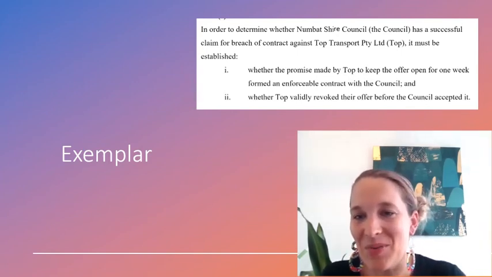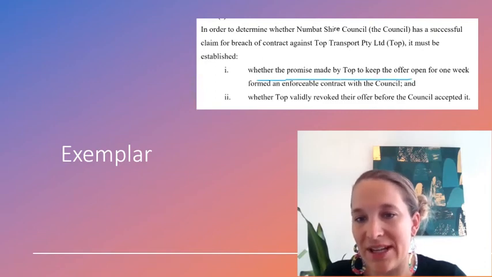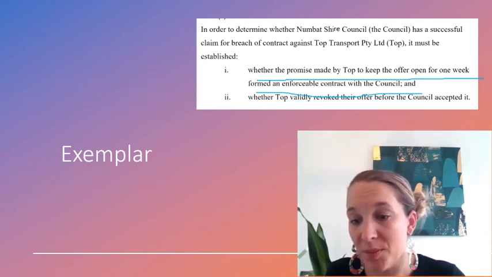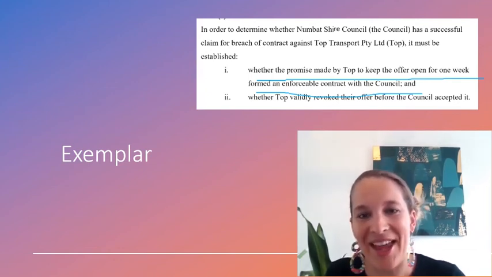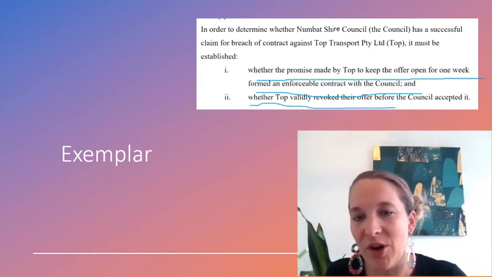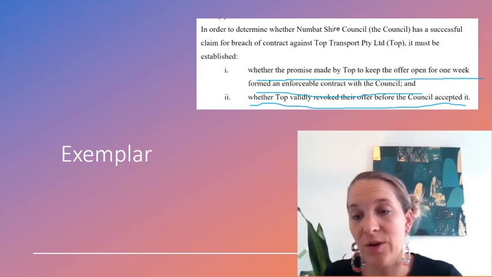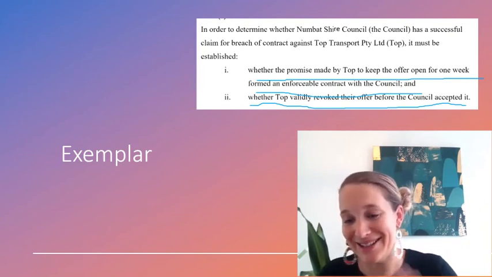So in order to determine whether the council has a successful claim for breach of contract against the transportation company, it must be established whether the promise to keep the offer open for 1 week formed an enforceable contract with the council. That to me instantly signals that this is an option contract issue, which it was, okay? And then the second part of the statement, whether TOP had validly revoked their offer before the council accepted it. That to me says that this is a revocation issue and most likely a communication of revocation issue because there was ultimately an acceptance too, which means that the timing is an issue in this particular scenario.